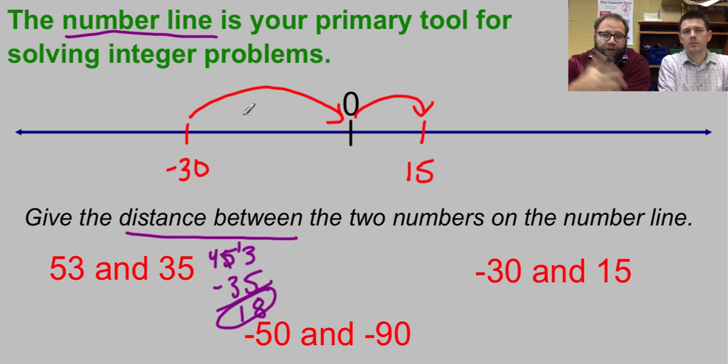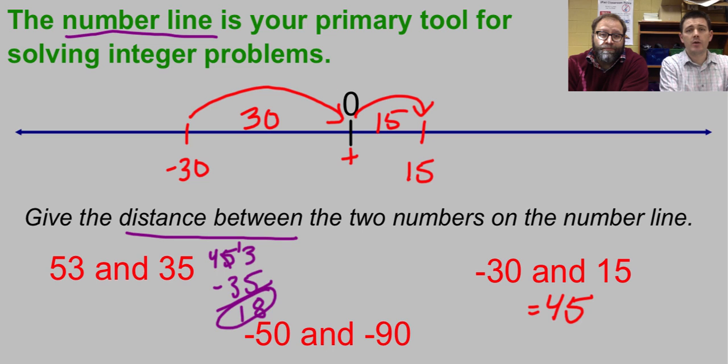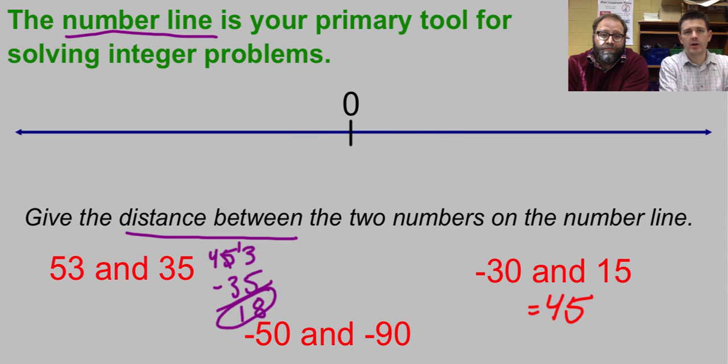If it's negative 30 to 0, that's 30 steps. And if it's from 0 to 15, that's 15 steps. If we put those together, we know the distance between the two is 45. All right, so that one went over top of the 0, so we had to do a distance to 0 and then on to our next number.